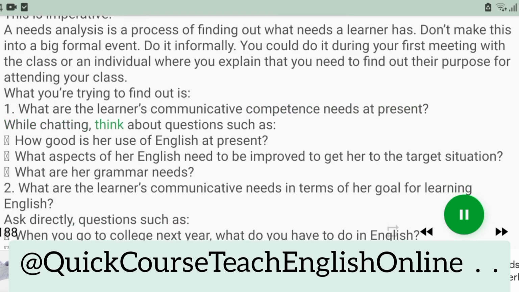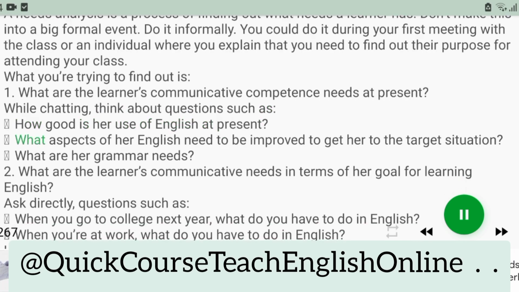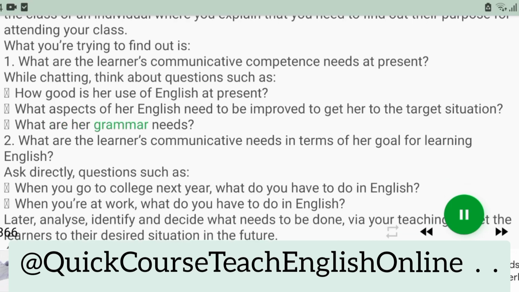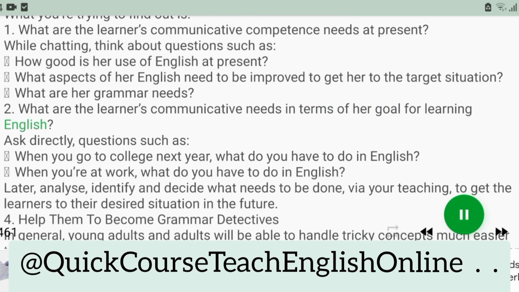While chatting, think about questions such as: how good is her use of English at present? What aspects of her English need to be improved to get her to the target situation? What are her grammar needs? 2. What are the learner's communicative needs in terms of her goal for learning English?